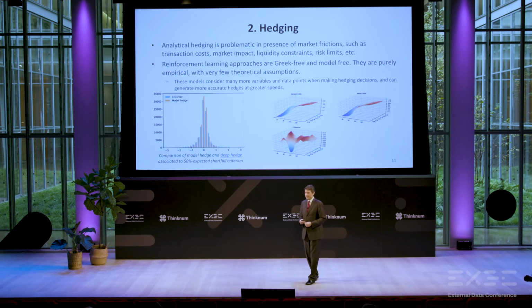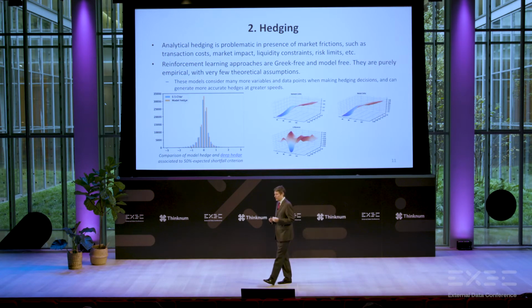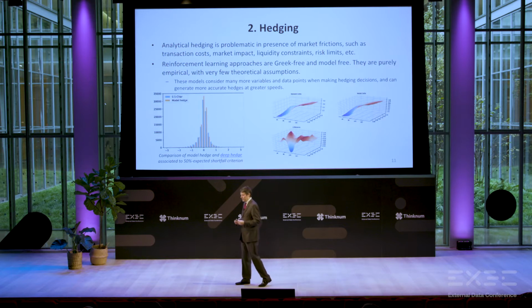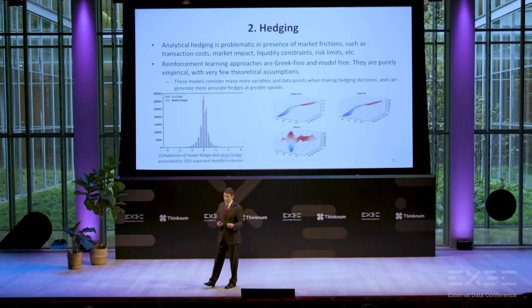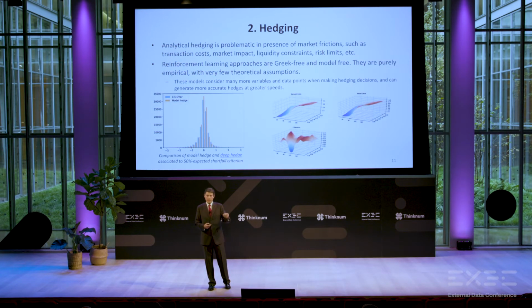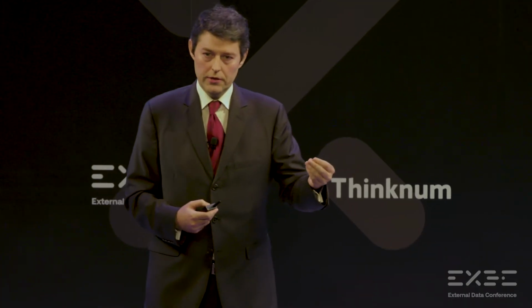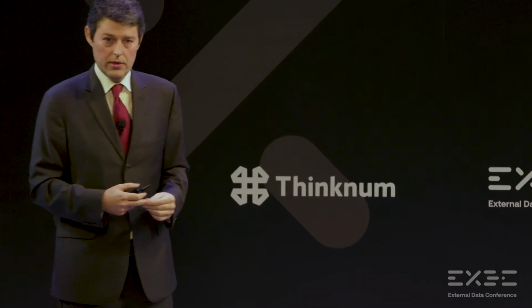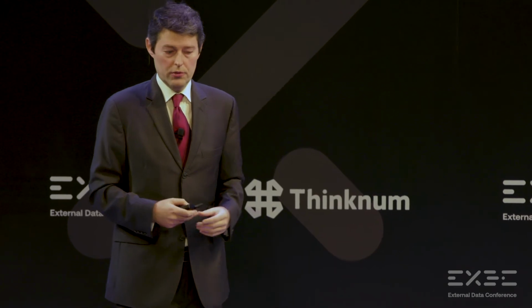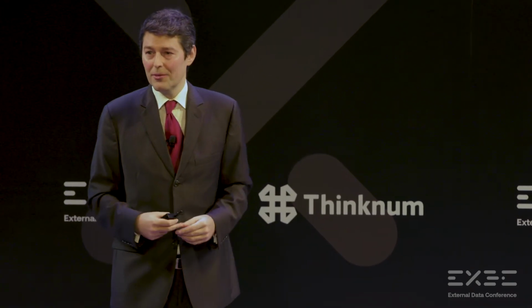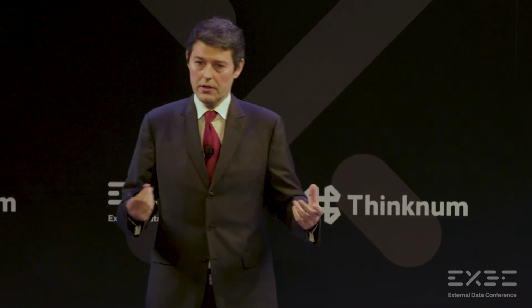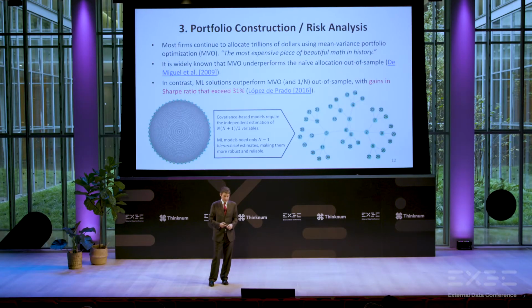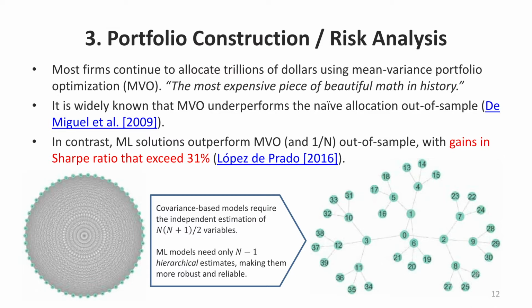Their point is that machine learning algorithms are able to model the dynamics of derivatives in a much faster way than computational methods that use Greeks and other approaches would do. And speed is, of course, very important. That's where machine learning comes to our rescue. Portfolio construction and risk analysis is a key example.